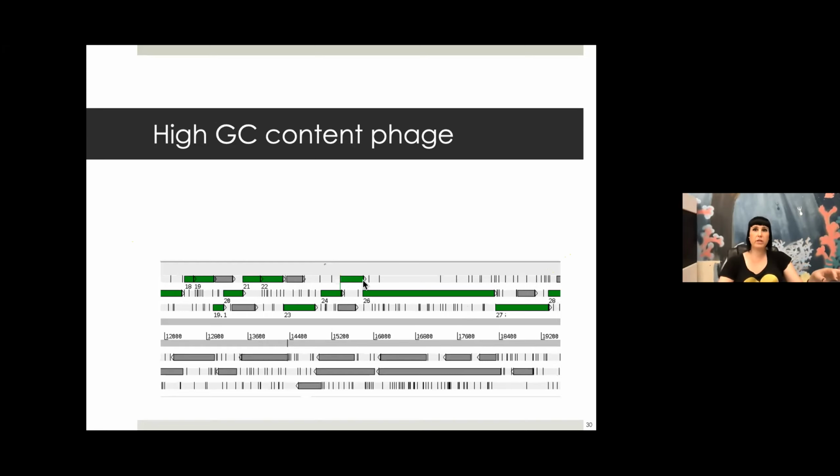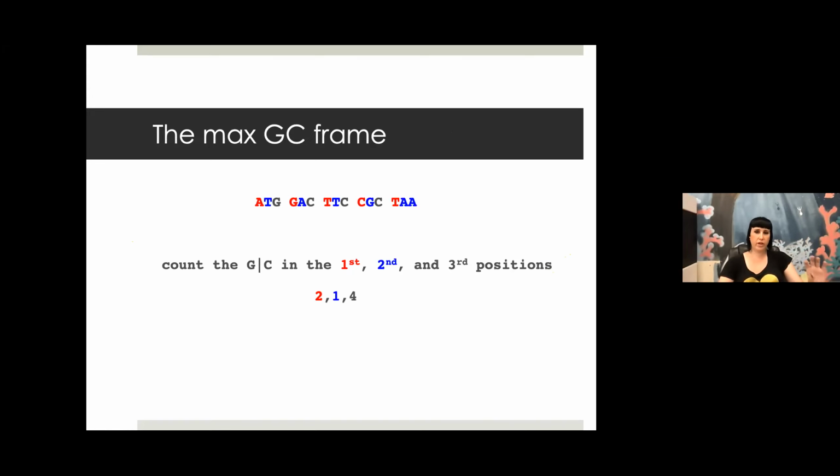So to explain this property, shown here is a tiny 5 codon gene where there are 2 GCs in all of the first positions. That's all the red positions. There's 1 GC in the second positions, all the blue, and then 4 G's and C's in the third positions, which is the black. So you count up the G's and C's in each one of the positions. So 2, 1, 4. This means that the third position is the max GC frame.